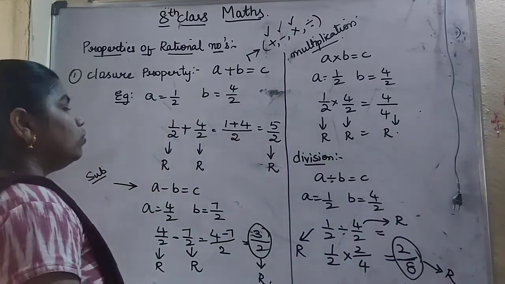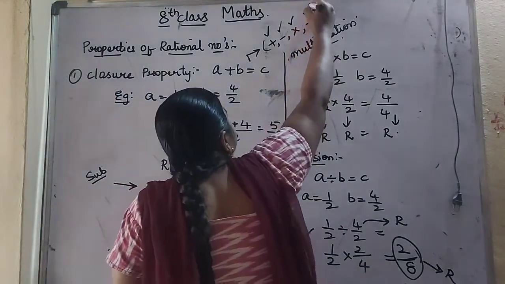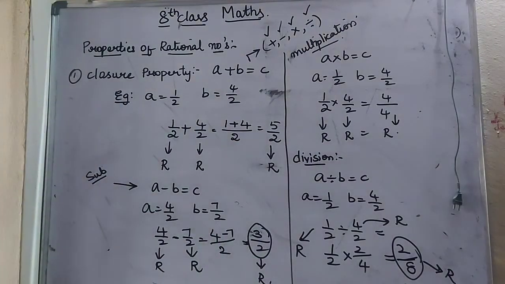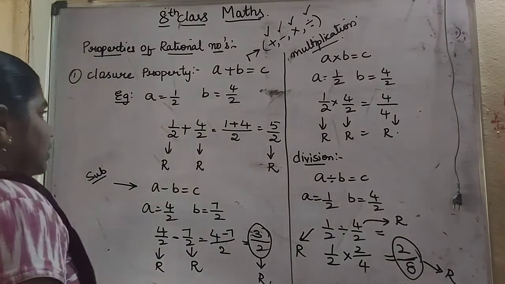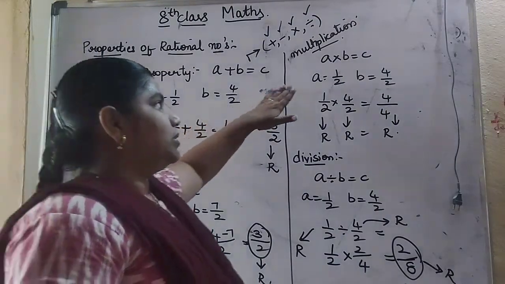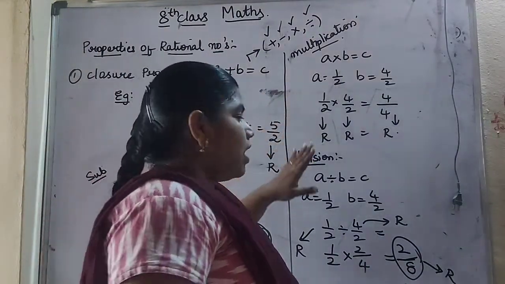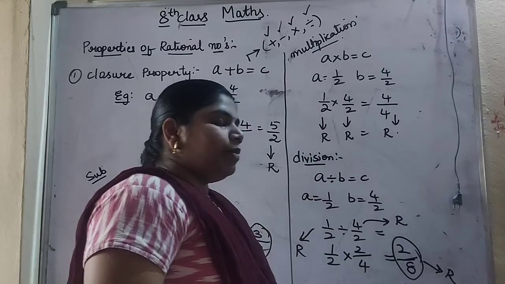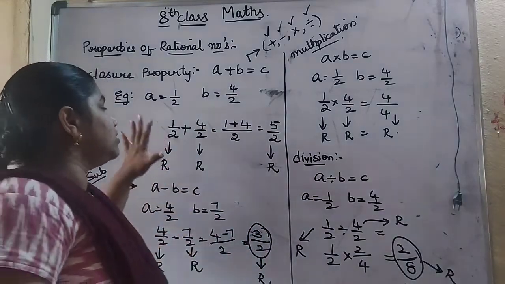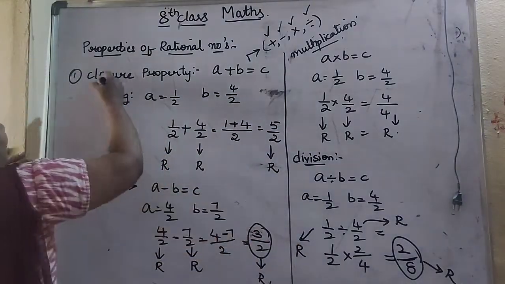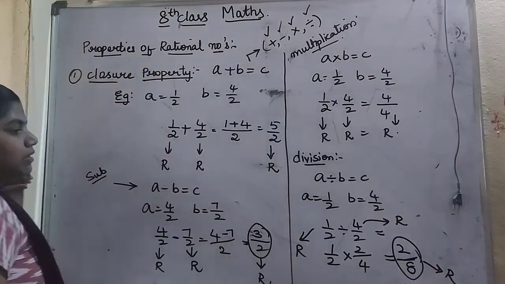That means in closure property, all the basic operations will be satisfied. Under addition, a plus b is equal to c. Under subtraction, a minus b is equal to c. Under multiplication, a into b is equal to c. Under division, a divided by b is equal to c. So in this closure property, all the conditions are satisfied.